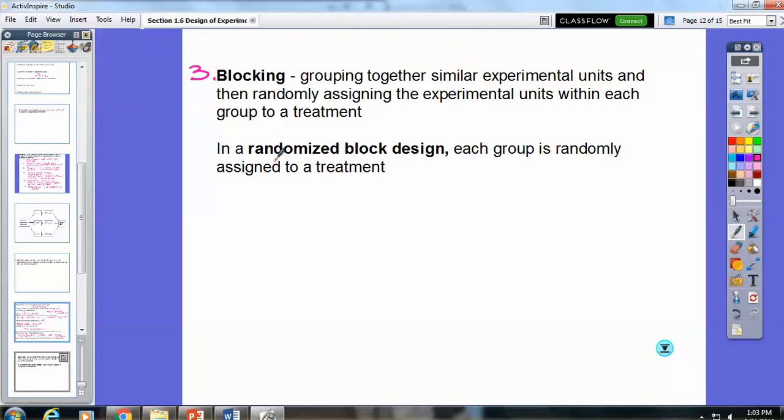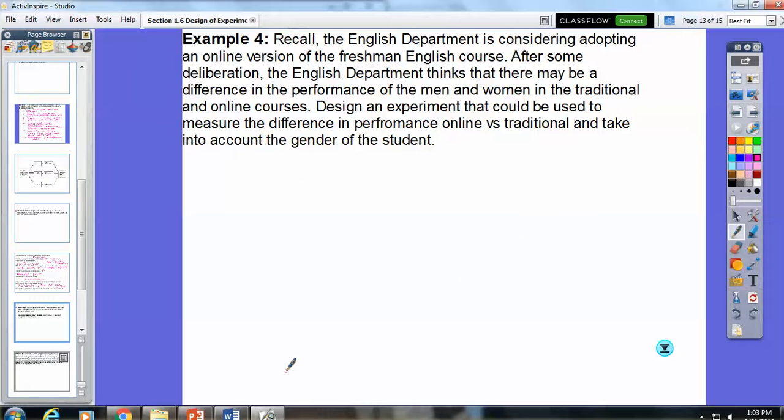All right. So blocking is the third type of design. You group together similar experimental units and randomly assign each one to a treatment. If we randomize that, then each group randomly gets their treatment. Otherwise, you might be giving a certain group a certain treatment because you think it suits them better.